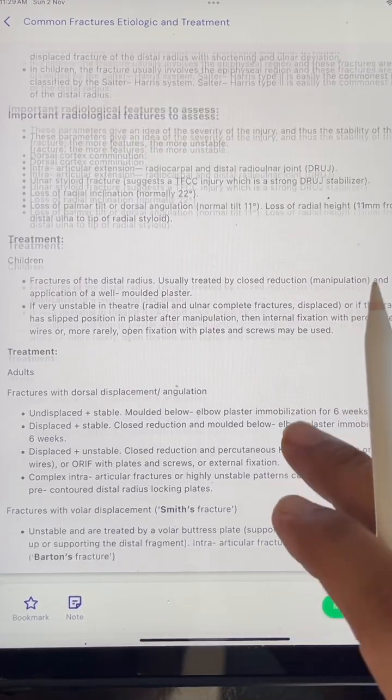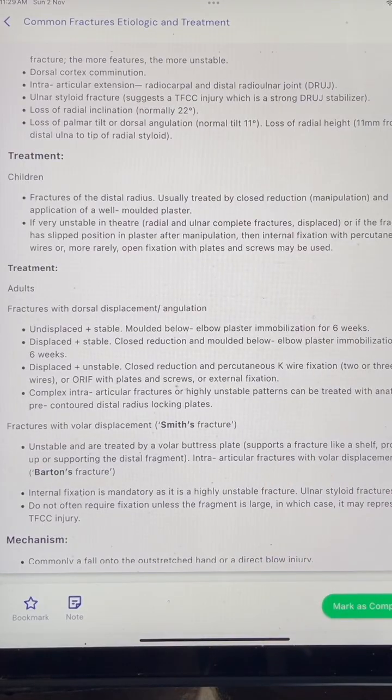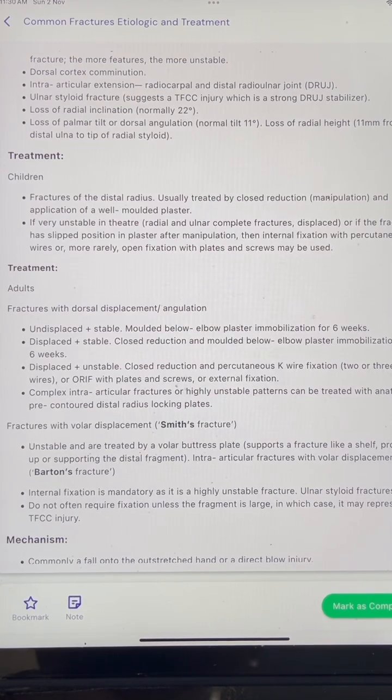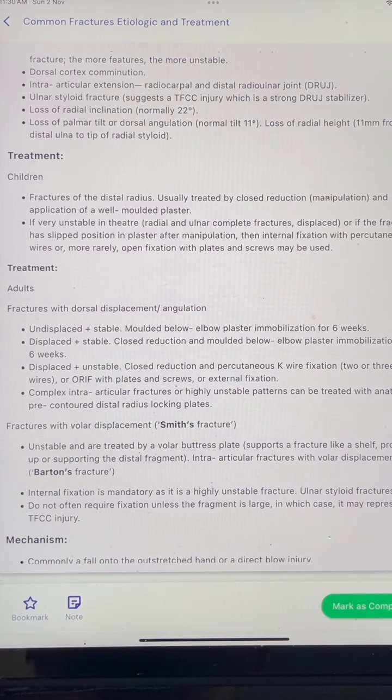Fracture with dorsal displacement and angulation. Undisplaced, stable: molded below-elbow plaster immobilization for 6 weeks. There is no displacement, it is stable, then just put a molded plaster below elbow and we keep it for 6 weeks. If the fracture is displaced and it is stable, then closed reduction, no need to open it, and plaster immobilization. If it is displaced as well as unstable, closed reduction, percutaneous K wire. If it is a complex intra-articular fracture or highly unstable fracture, it can be treated with anatomic pre-contoured radial locking plate.